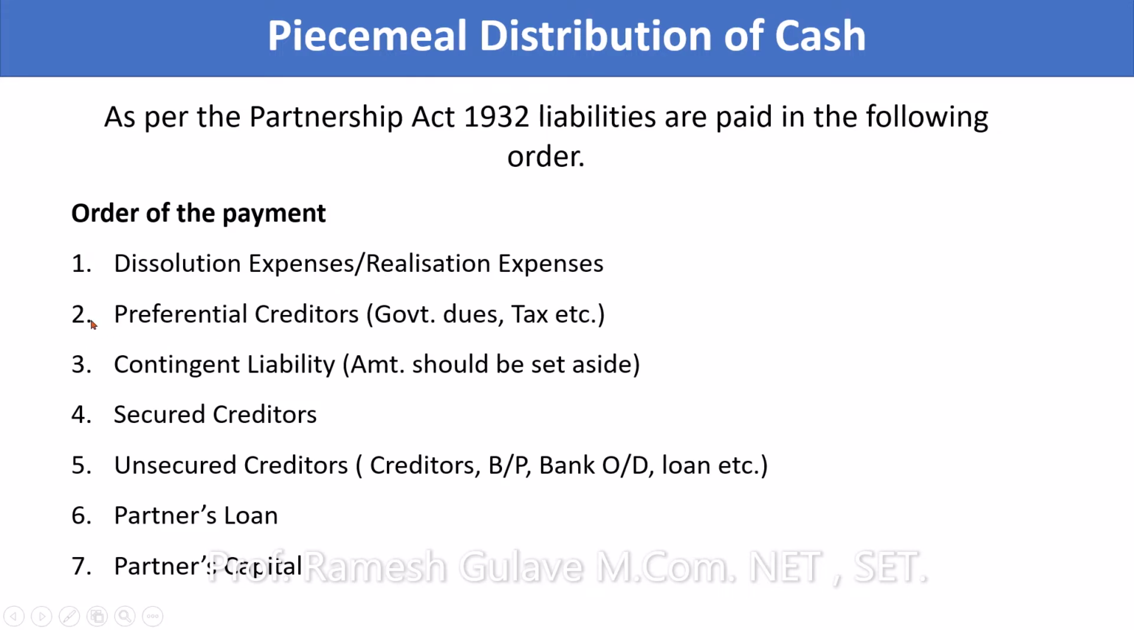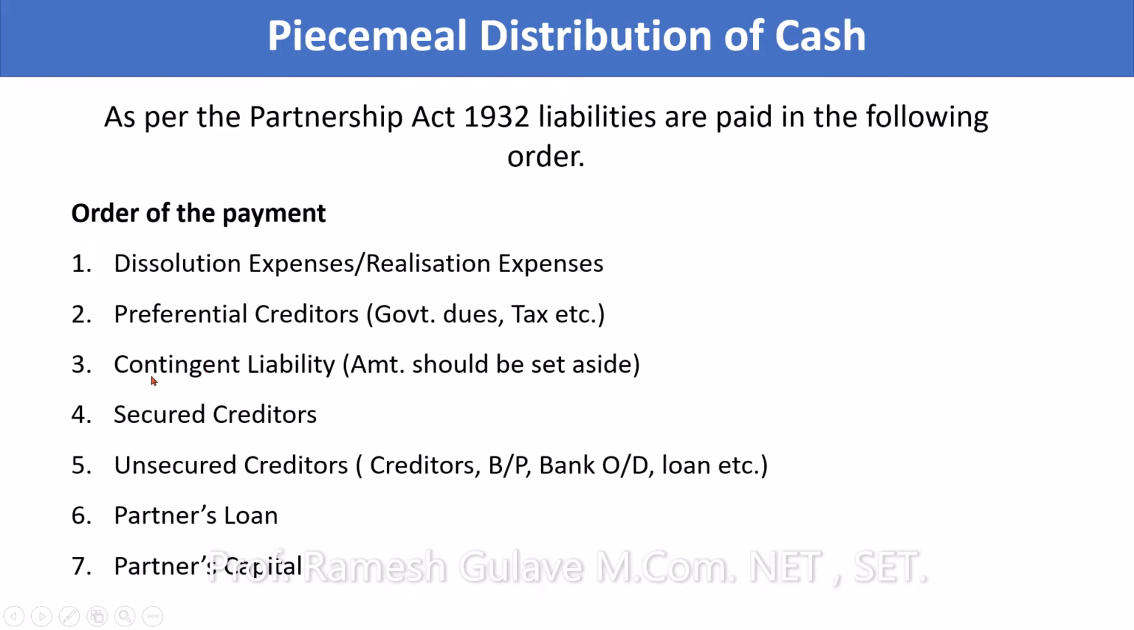Then secondly, we have to pay the preferential creditors. Preferential creditors include all government dues and various taxes like income tax, sales tax, etc. Then thirdly, we have contingent liability. So students, contingent liability is not an actual liability. It depends on the happening of a certain event in the future.